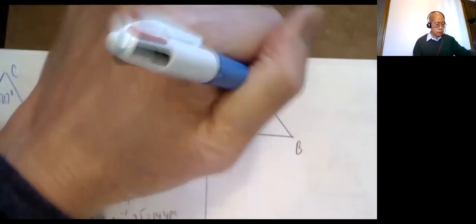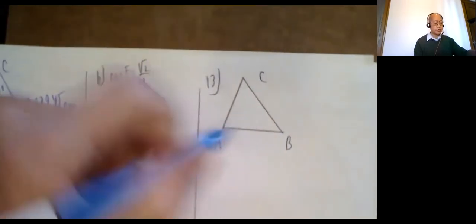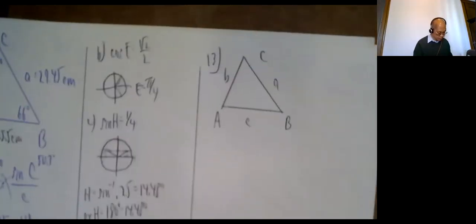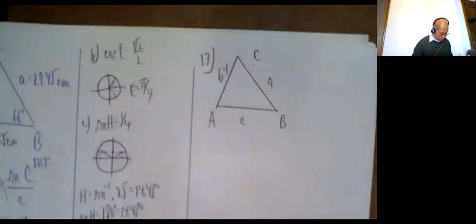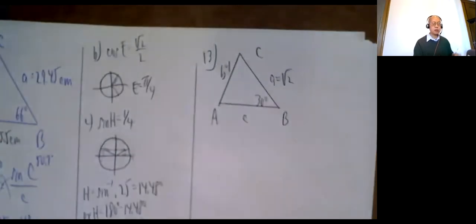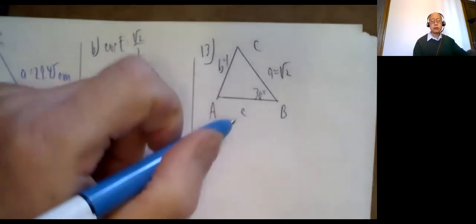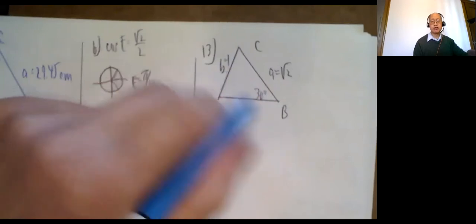A, B, C. Again, you don't have to put A, B, and C where I do, but once you put them down, you must go opposite for the little letters. Okay, b is 1. a is radical 2. Angle B is 30 degrees. So I don't have c or C. I have one of the A's, both of the B's.